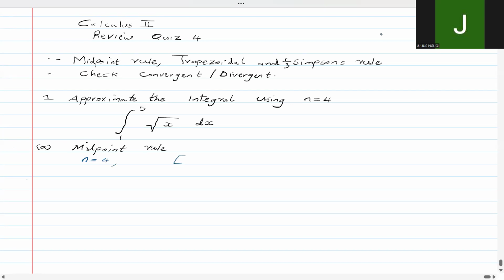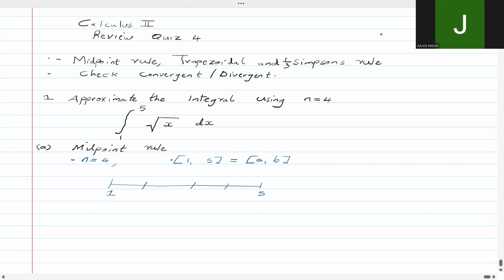We know the interval is from 1 to 5. So that means a is 1, b is 5. And the next thing we need to find is the grid points. To get the grid points, let's draw this interval from 1 to 5, and then divide it into 4 rectangles. But you need to have uniform spacing.